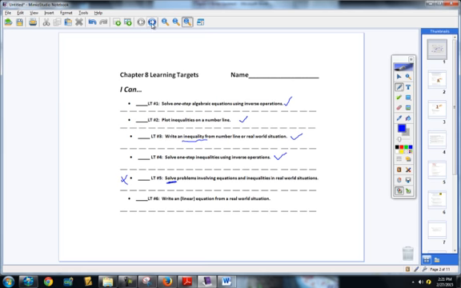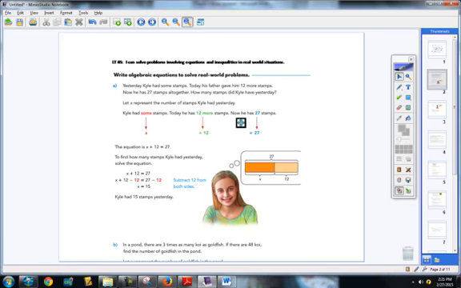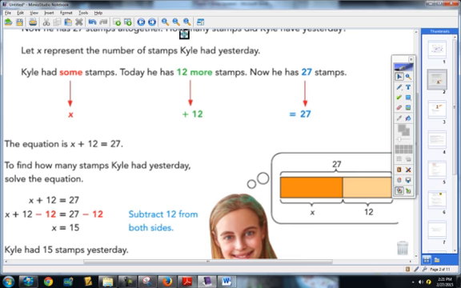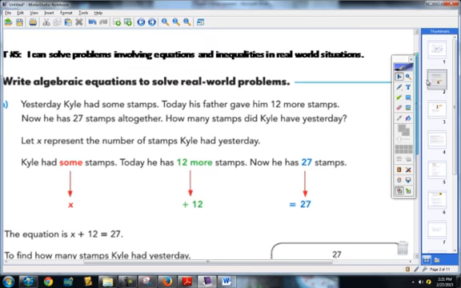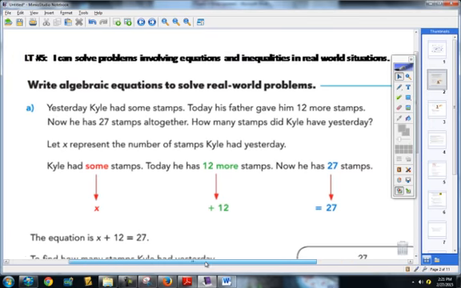So go ahead and flip to, I'm not even sure what page this would be, but it should say learning target number 5 at the top. Mine's kind of hard to see, I apologize. Once again, there's your learning target up there, being able to solve problems involving equations and inequalities.